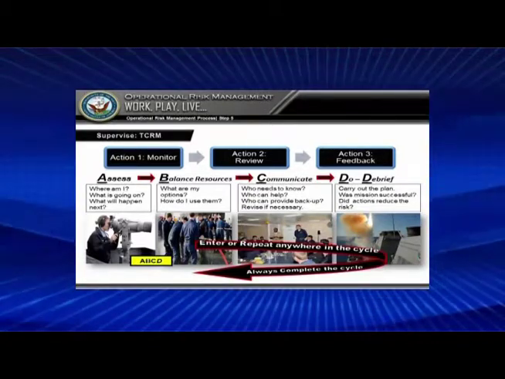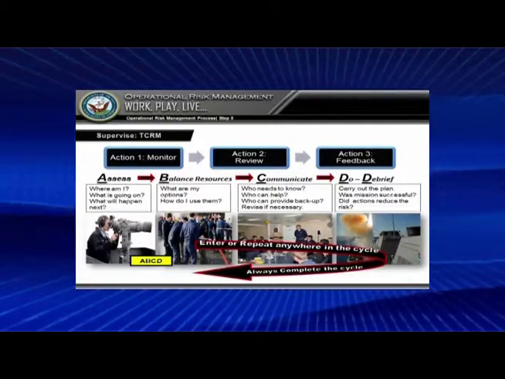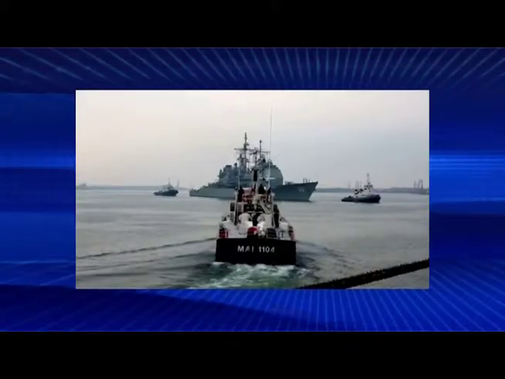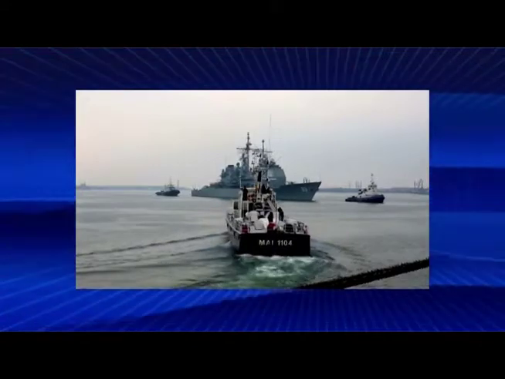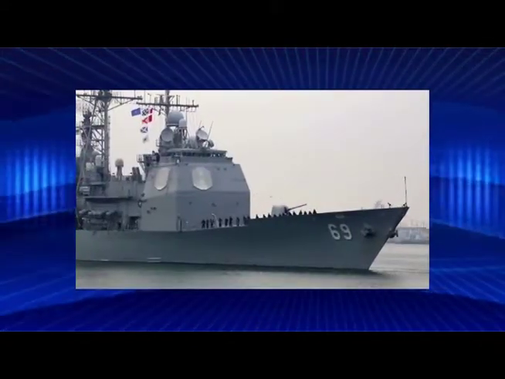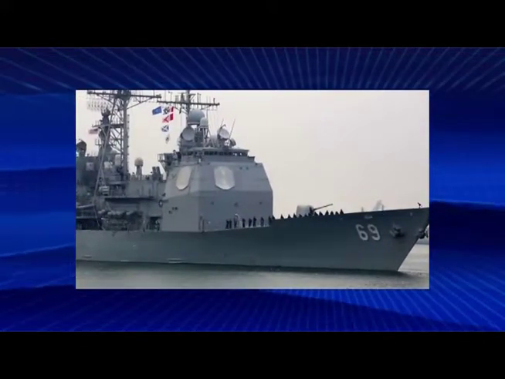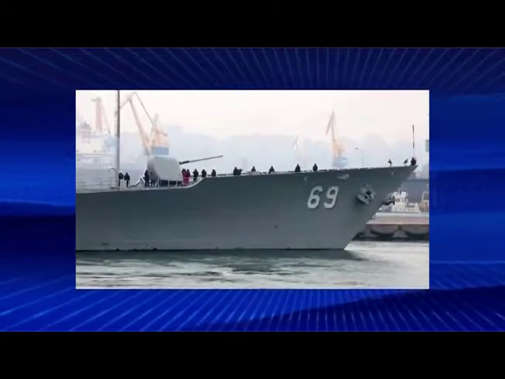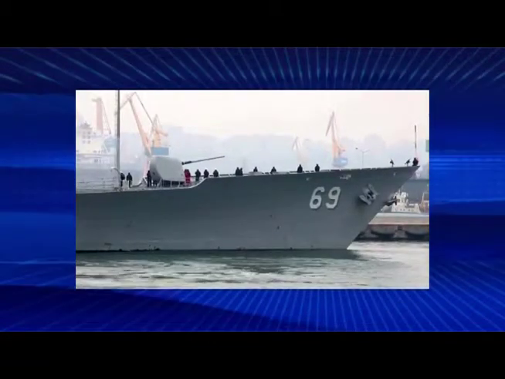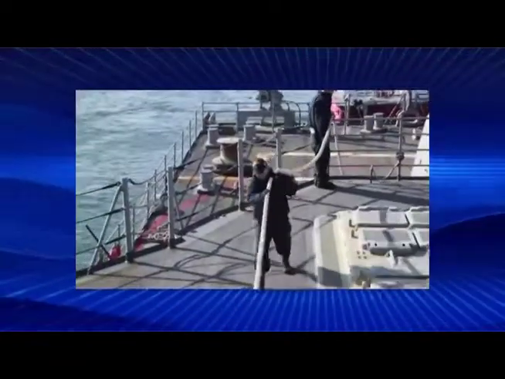You can assess the situation, balance your resources, communicate, do, and debrief. So as you're looking to your crew and talking to them, hey, assess the task that we did, assess the mission. How did we do? What was going on? What was happening? Now go on to B, balancing your resources. How do we effectively use our resources, or how didn't we effectively use our resources? How could we have done better there?